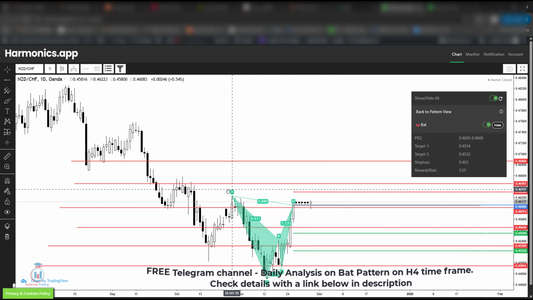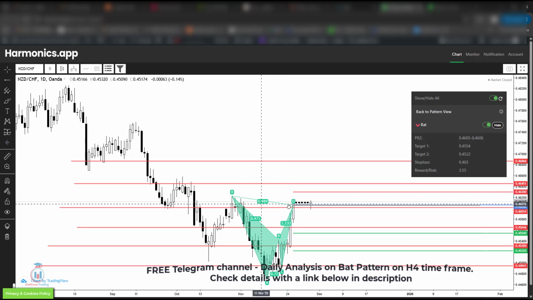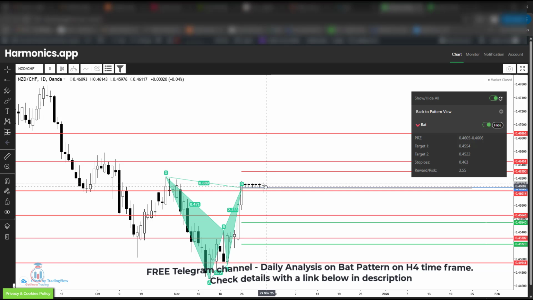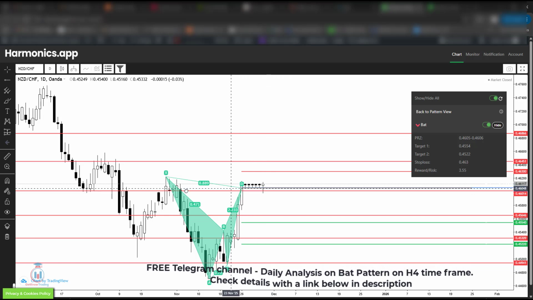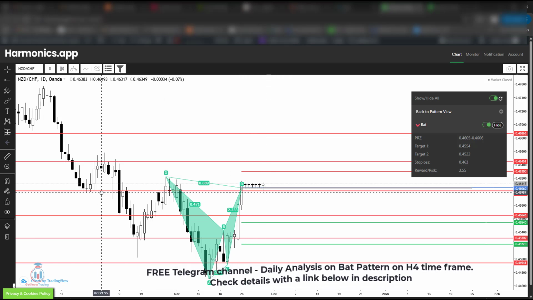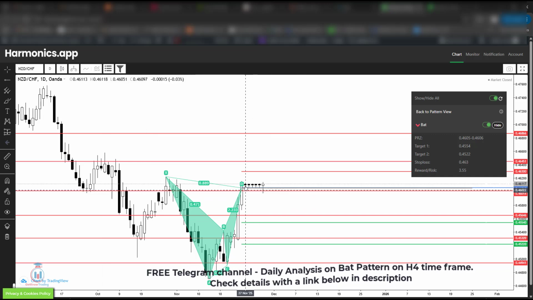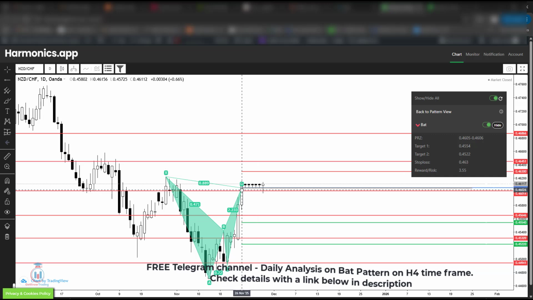When this bat pattern has been formed, it is a bearish bat pattern suggesting further decline in value. And we can see that the D point and also potential reversal zone is right here, where this area of support and resistance level is. Currently it is acting as a support because the price has formed this bullish breakout above that area.